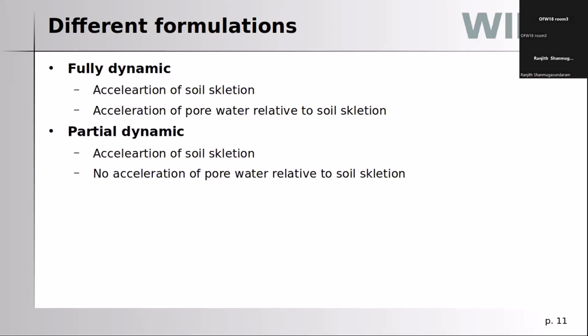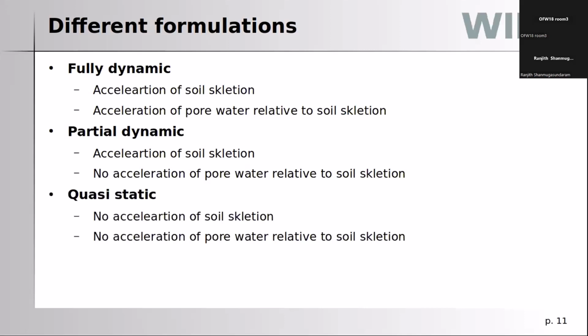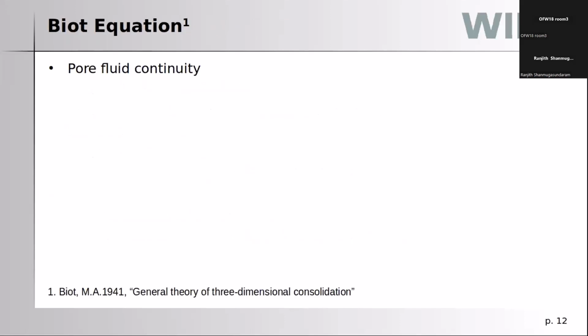The next one is the partially dynamic model, in which we have the acceleration of the soil skeleton, but the acceleration of pore water related to the soil skeleton is absent. And finally, we have the quasi-static model, where we don't have the acceleration of the soil skeleton or the acceleration of pore water related to the soil skeleton. We would be using this quasi-static model because we wanted to have very few parameters, so it's a very simple model.